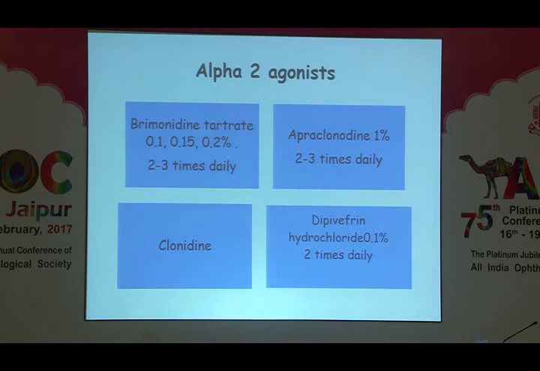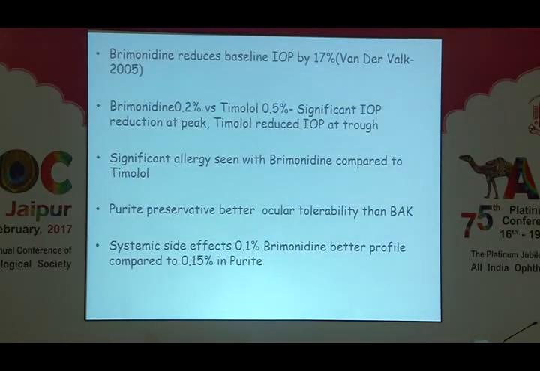Alpha agonists. Of all these drugs, brimonidine is the one that we are all using. And we have 0.1, 0.15, and 0.2%, two to three times daily, with good efficacy. It reduces the pressure by about 17%, compared to around 28 to 31% with PGAs. And it reduces at peak and trough also. But unfortunately, we land up with lots and lots of allergies. Purite preservatives are available along with these drugs, which are well tolerated by the patient.